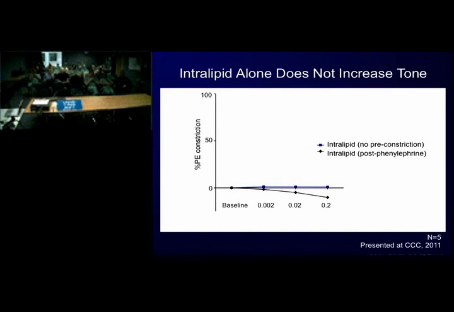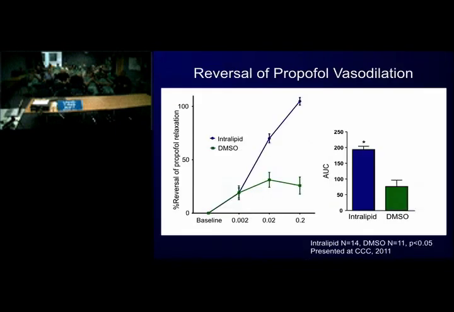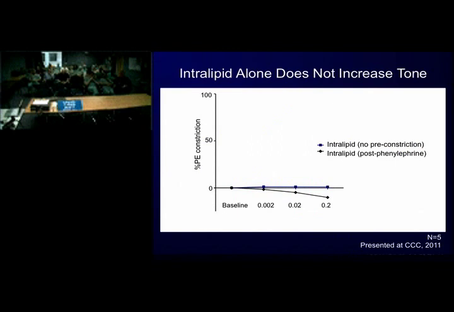Whether or not this return of vascular tone is because intralipid is potentiating the actions of phenylephrine: what you can see here is that, again, you don't have this increase in constriction. In fact, you actually see a bit of a decrease in function there, which suggests that you're getting some vasodilation with intralipid, which has been reported in the literature before.